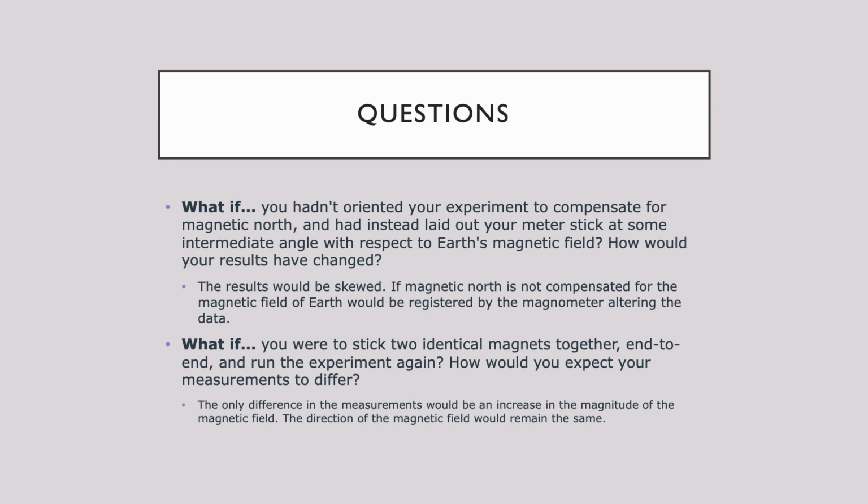What if you were to stick two identical magnets together end to end and run the experiment again? Well, the only difference in measurements would be an increase in the magnitude of the magnetic field since there are two magnets now, but the direction of the magnetic field would stay exactly the same.